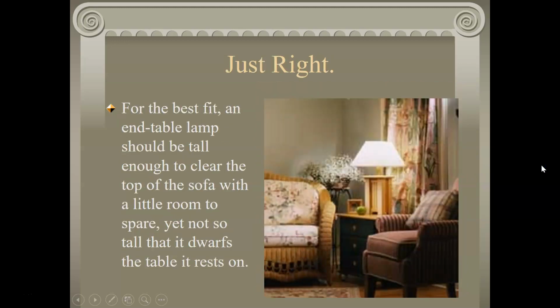Just right. For the best fit, an end table lamp should be tall enough to clear the top of the sofa with a little room to spare, yet not so tall that it dwarfs the table it rests on. So this is about proportion to the table, if you look at that. And then here's the top of the table, and if you bring it over, it's just a little bit taller, not way taller.